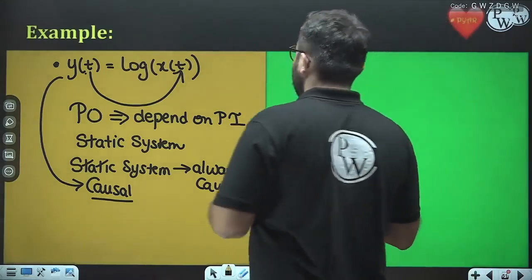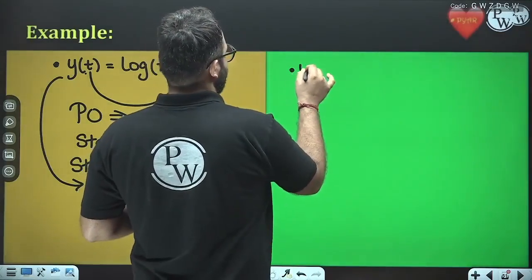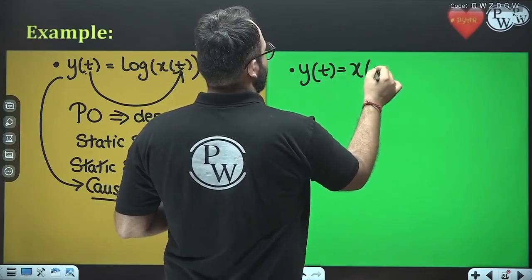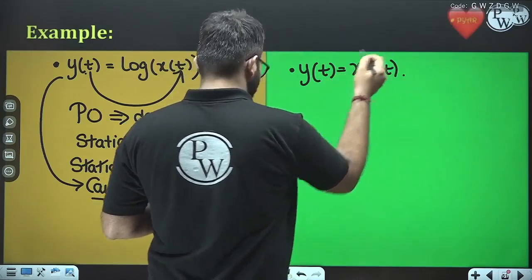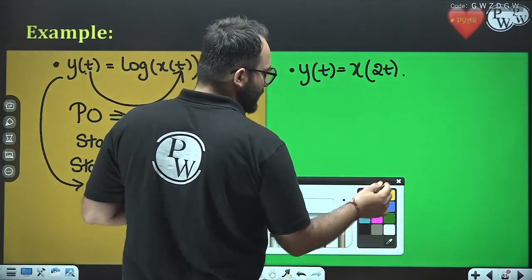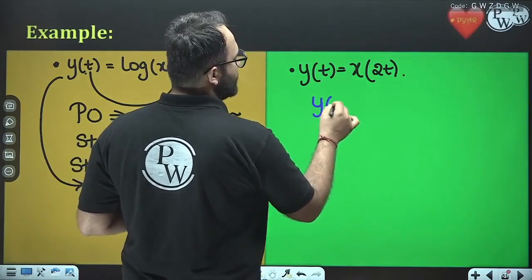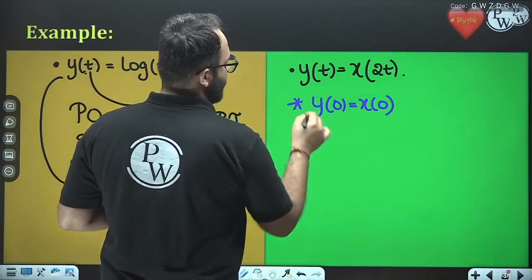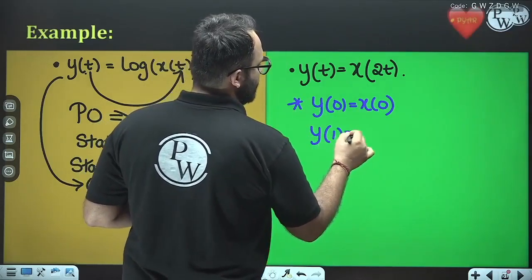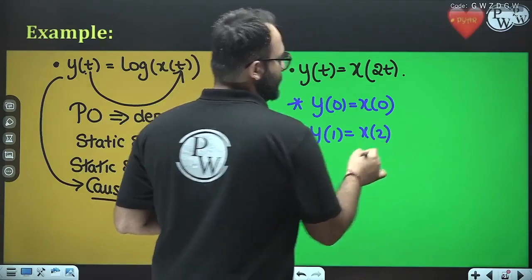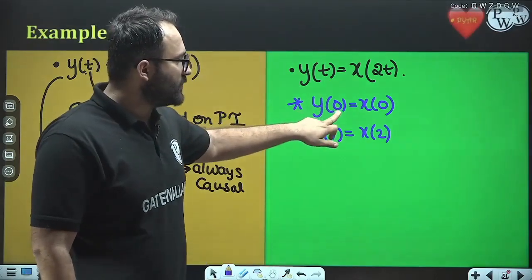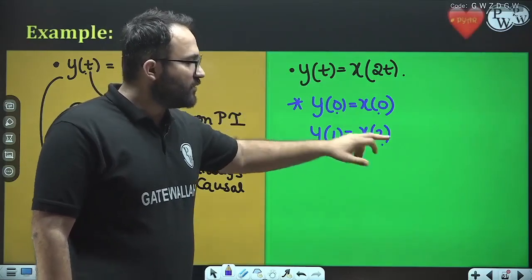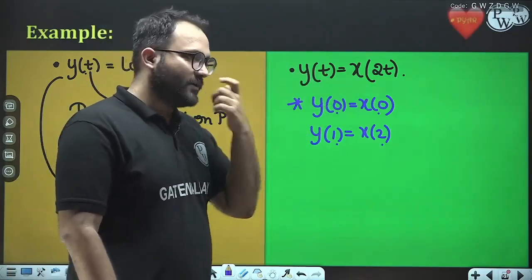Next example: x(2t). Let's solve this. y(0) is dependent on x(0). y(1) is dependent on x(2). So the present output is dependent on the present input, and the present output is also dependent on future input. y(1) is dependent on x(2), right?